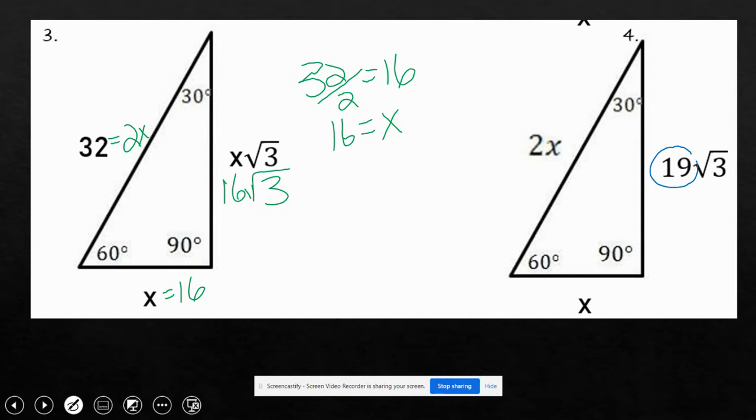Number 4, our x is 19. So remember, this is either x square root 3 or n square root 3. So if our x is 19, down on the bottom opposite the 30 degrees, our value there is 19. And then 2 times 19 is 38.